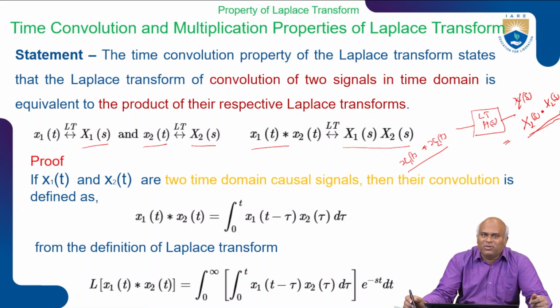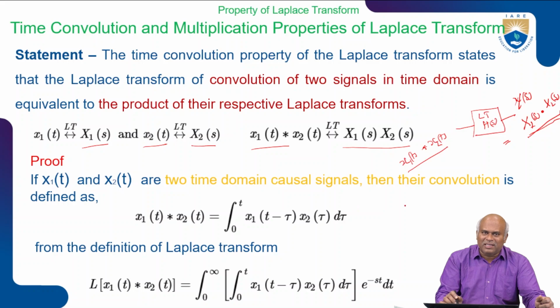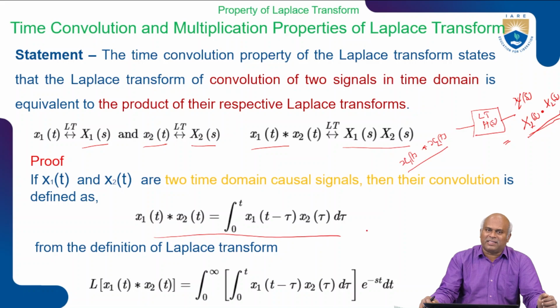Now I take the two time-based signals x1 of t and x2 of t. I represent them as two causal time domain signals. Then their convolution is defined as x1 of t convolution x2 of t is equal to the integration from 0 to t of x1 of t minus tau, x2 of tau, d tau. This represents the convolution of these two signals.